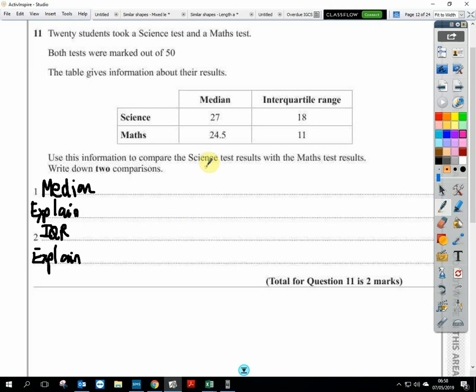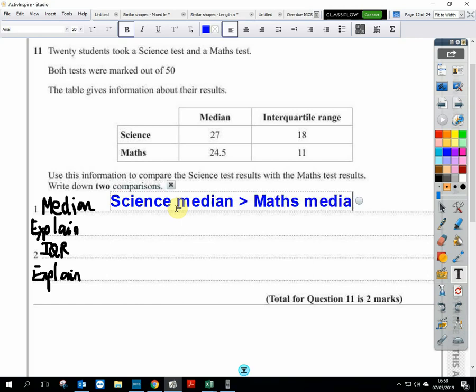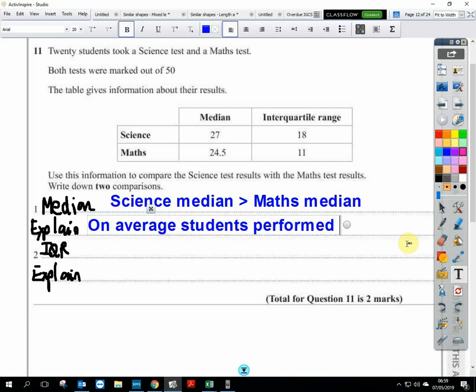So median. Which median is higher? So the science median is higher, and this is all about test results. So we'll write a sentence to explain that. Say, science median greater than maths median. Okay, what does that mean? Explain what does it mean? Well, this is a science test, and the median is a type of average. So on average, students performed better in science.